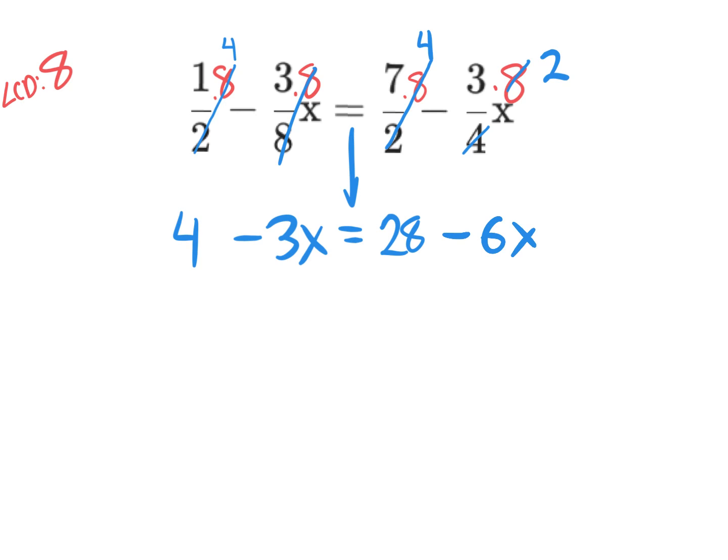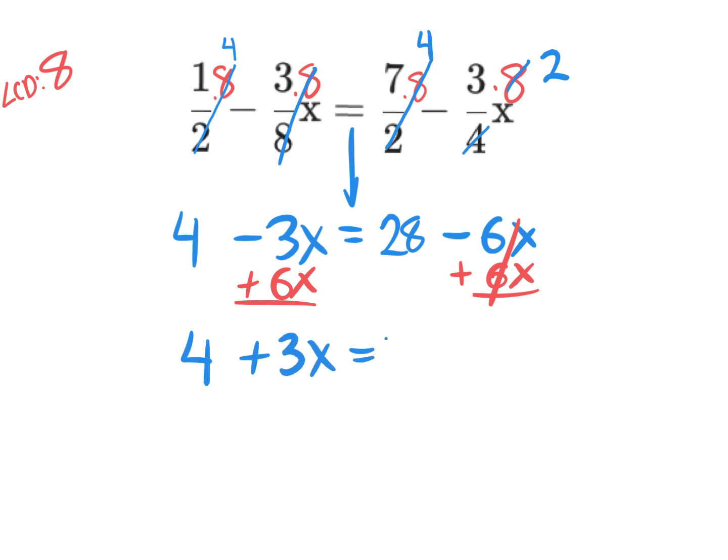We want to get x by itself on one side. I am going to get rid of the minus 6x by adding 6x. What I do to one side, I do to the other side, add 6x. And now I only have x's on the left side. What do I have so far? I have a 4, a plus 3x, and equals 28.